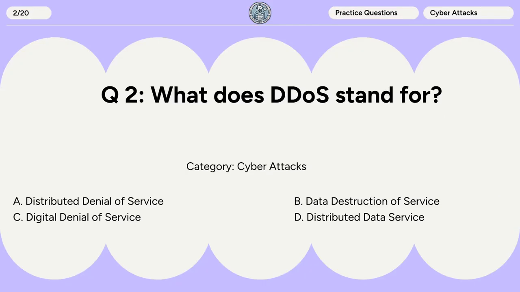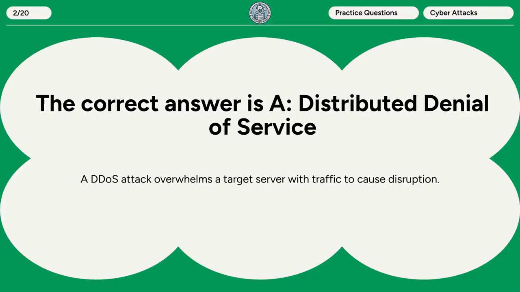Question 2. What does DDoS stand for? A. Distributed denial of service. B. Data destruction of service. C. Digital denial of service. D. Distributed data service. The correct answer is A. Distributed denial of service. A DDoS attack overwhelms a target server with traffic to cause disruption.